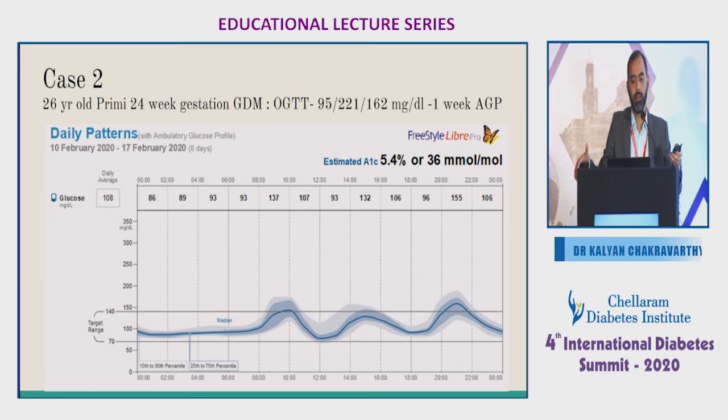The second case is of a 26-year-old primigravida who was diagnosed with gestational diabetes on the OGTT, and I put a 1-week AGP. The AGP minimum you have to put is 5 days. You can do a 5-5-4 AGP also, or you can do 1 week and 1 week. So I put an AGP for this patient for 1 week, and this is how the profile looks.